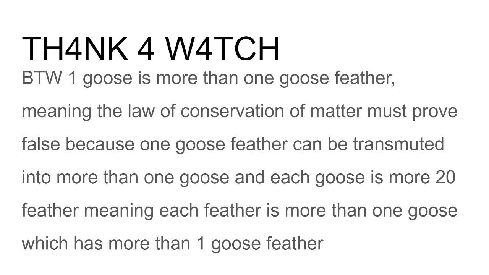the law of conservation of matter must prove false because one goose feather can be transmuted into more than one goose, and each goose is more than 20 feather, meaning each feather is more than one goose, which has more than one goose feather. If you think about it, it makes sense, but also it means that physics has been wrong since the beginning of time, and you can pretty much do anything possible, which was recently.